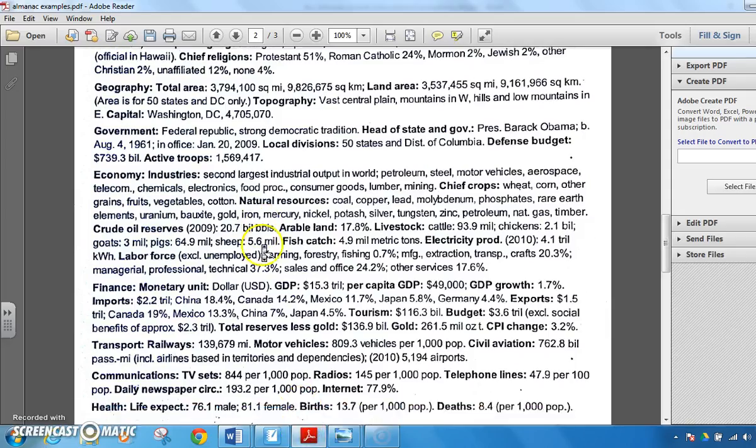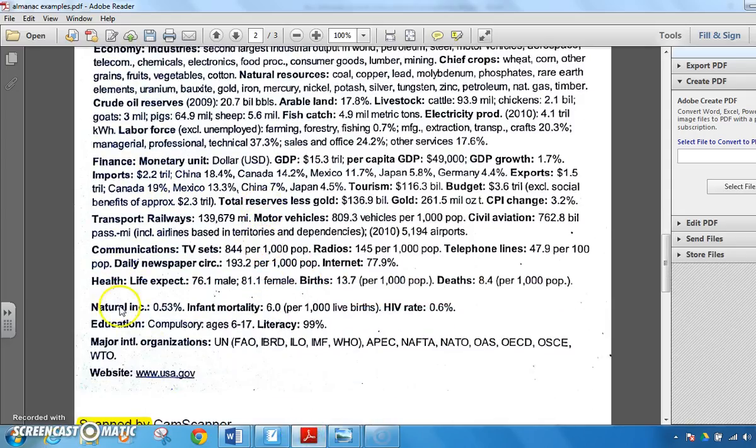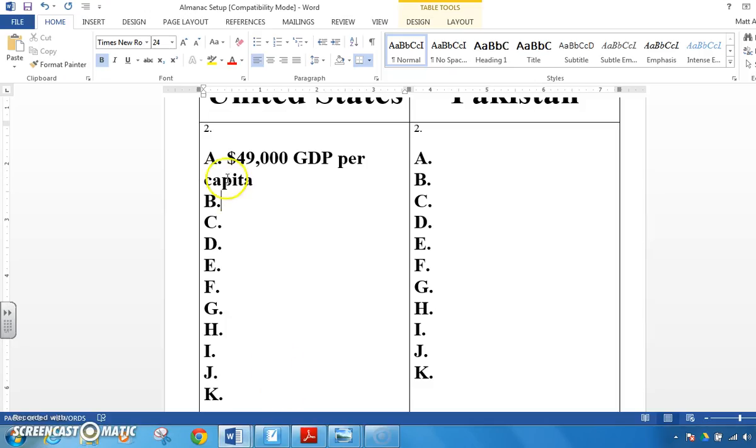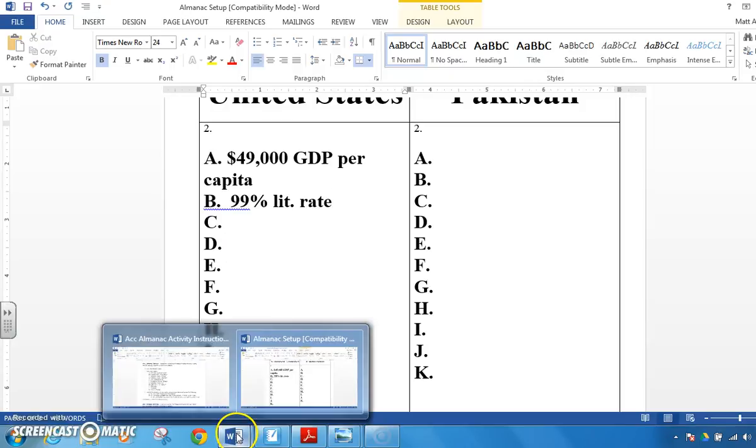So you're going to get the hang of this pretty quick, but if I scroll down all the way to education, compulsory means that it's required for ages 6 to 17, but the literacy rate is 99%. You can probably already do the math. You're probably wondering if it's 99% lit rate. Probably know already. Man, that's a ton of people that can read and write. Let's go down to the next one.